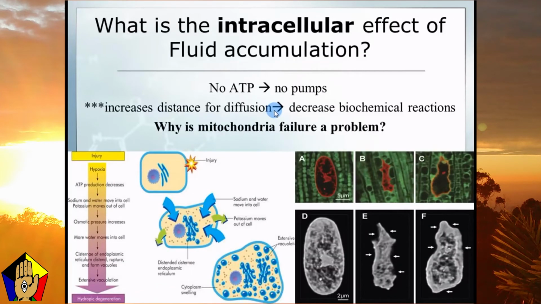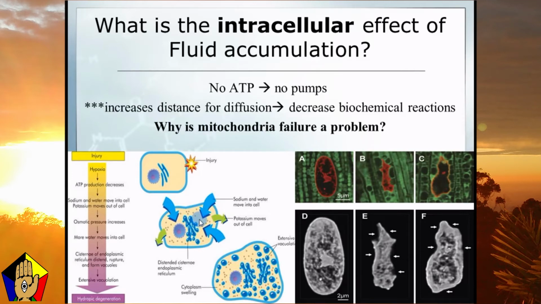And then here's just an example of what could go wrong. So what's the intracellular effect of fluid accumulation? And we talked about this the first week. So what happens if the cell accumulates too much water? When you look at the process, so here you have too much water coming in. There's your vacuolation, the little water particles. Remember, it makes things swell.